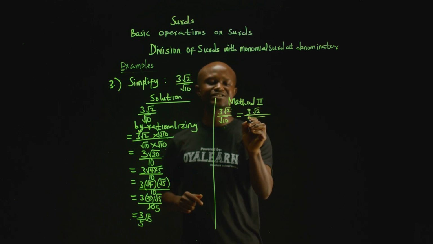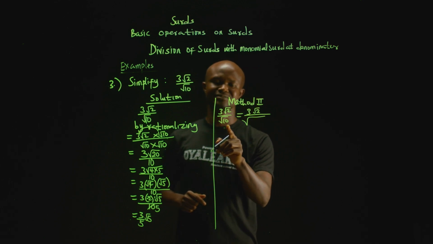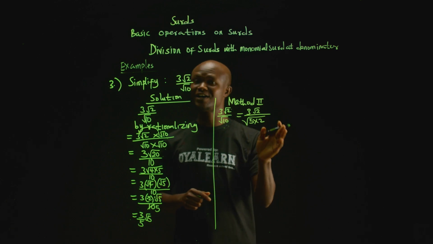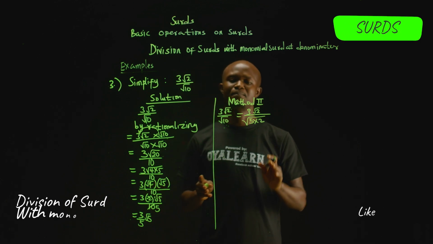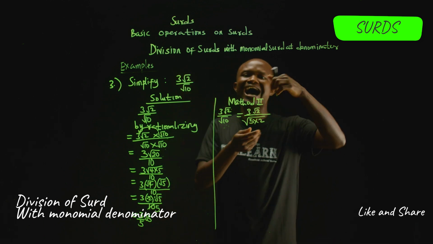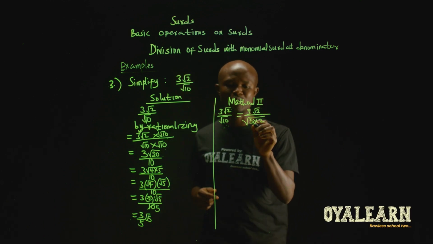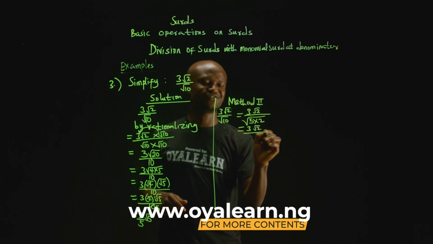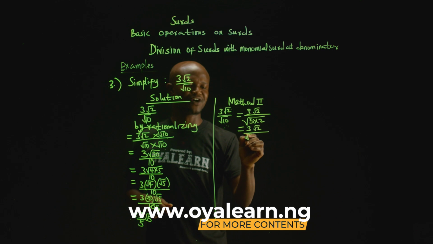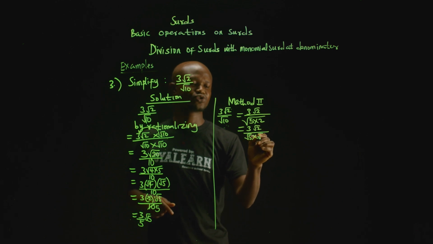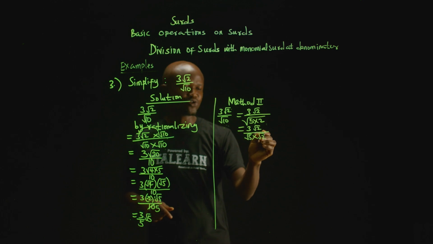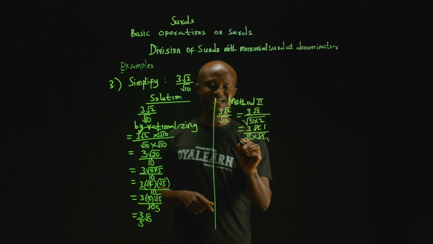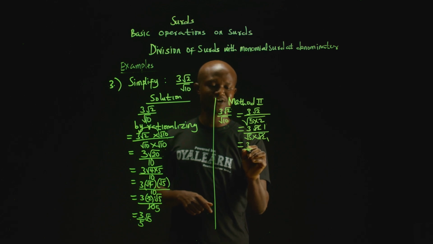I can split root 10 into 5 times 2. Though 5 and 2 are non-perfect square numbers, my target is to bring out root 2 at the denominator. So I will have 5 times 2. Then this is 3 root 2 divided by, what do we have? Root 5 times root 2. Splitting this, then root 2 here 1, root 2 here 1. Root 2 has gone. So in this case, I have 3 over root 5.